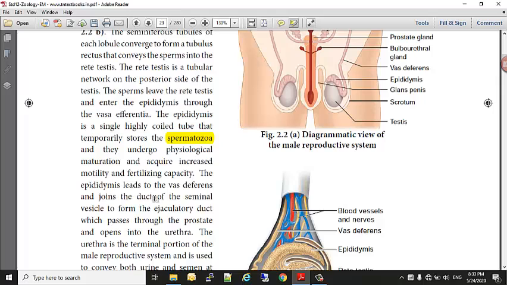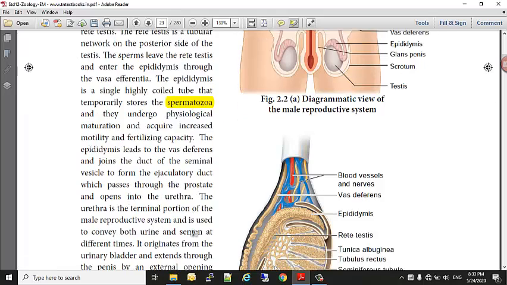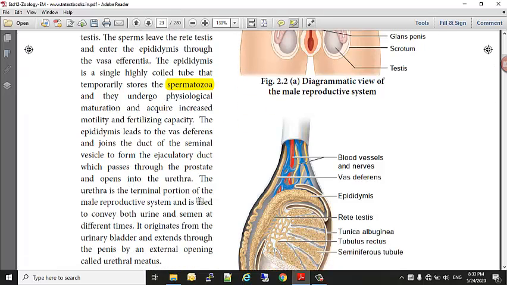Okay, the epididymis leads to the vas deferens and joins the duct of the seminal vesicle to form the ejaculatory duct. We have already seen in the video, which passes through the prostate and opens into the urethra. The urethra is the terminal portion of the male reproductive system and is used to convey both urine and semen. So it's a single passage wherein it is conveying urine as well as semen at different times. It originates from the urinary bladder and extends through the penis by the external opening called urethral meatus.